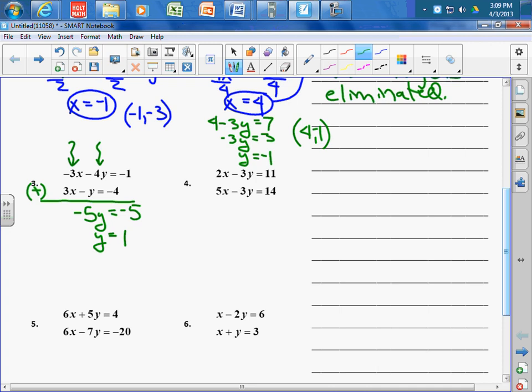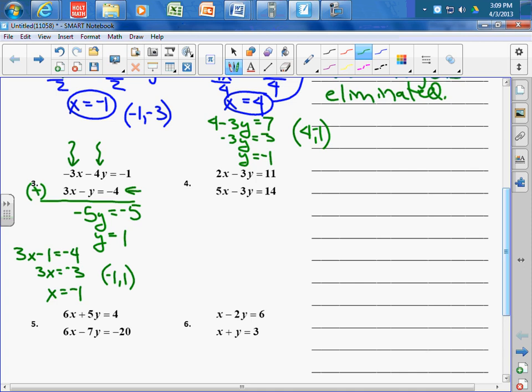Well, let's put that into, it looks like it might be easier if we use the second equation. It really doesn't matter. 3x minus 1 is equal to negative 4. When I add 1 to both sides, I get 3x is equal to negative 3. X equals negative 1. So we get the point negative 1, 1.